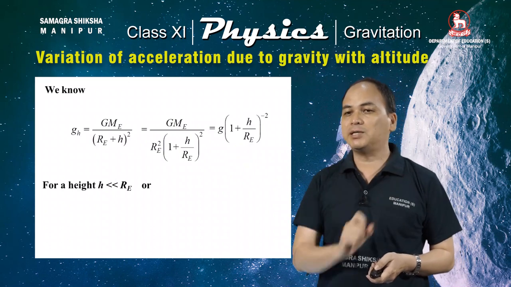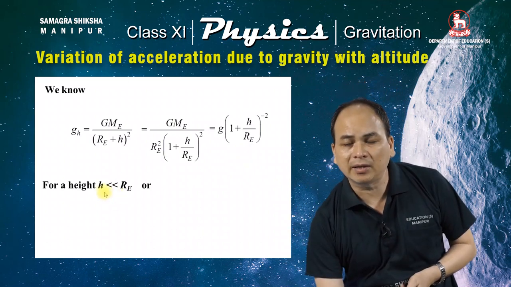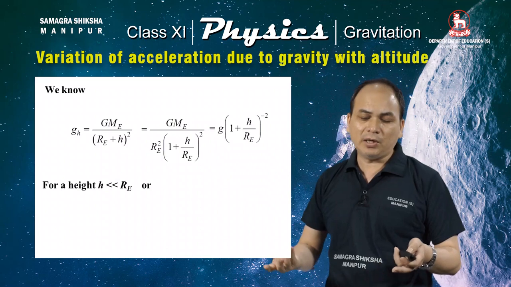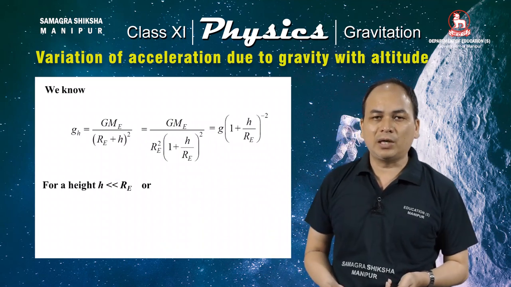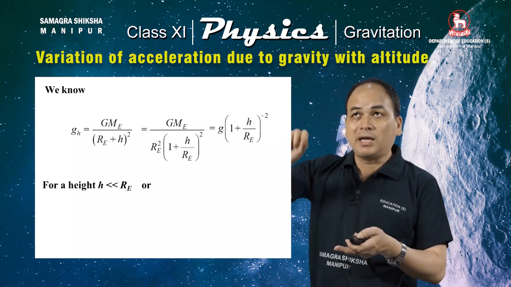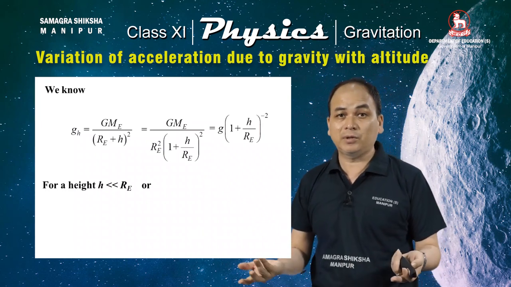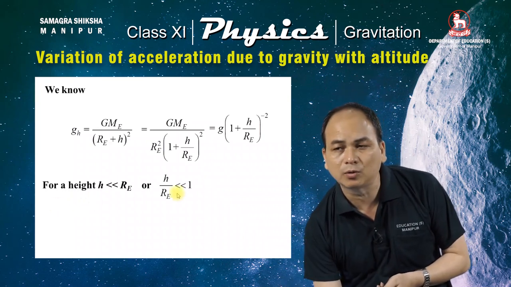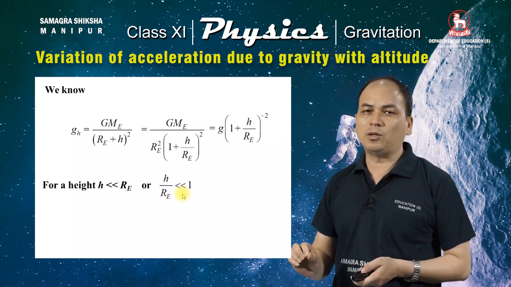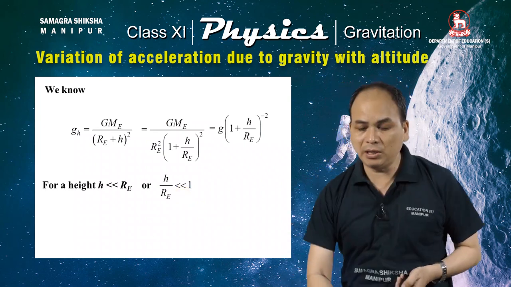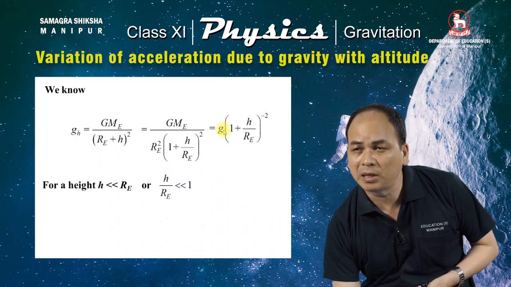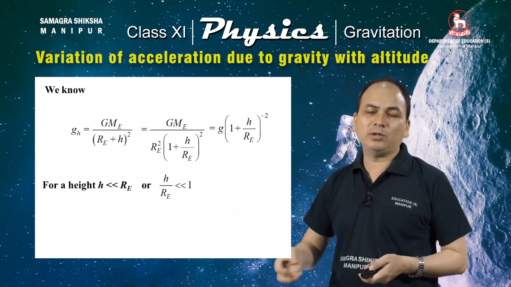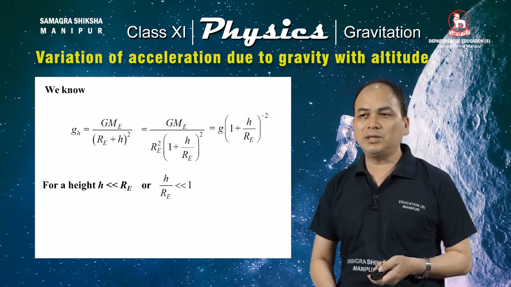Here, R, the radius of the earth, is very large compared to the height, which may be 10 meter or 20 meter. The radius of the earth is approximately 6400 km, so for 10 meter or 20 meter, h is very small compared to R, so h by R_E is much less than one. In the binomial expansion, the higher order terms we can ignore because they become very small values.